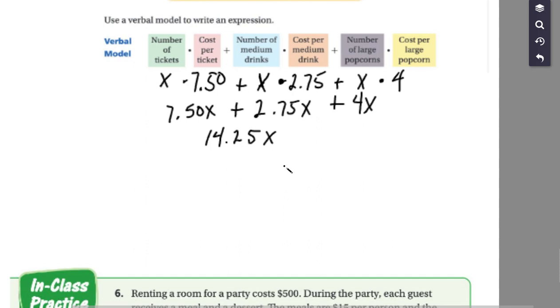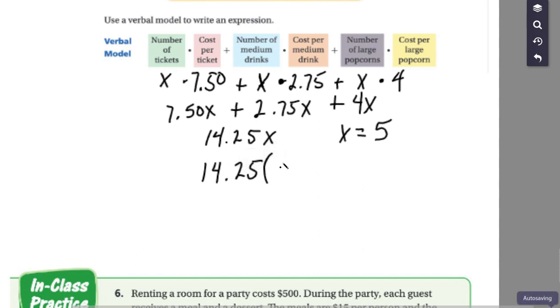Okay, now we know in this case that the number of people is 5. So we're going to go $14. Okay, let me fix that. Oh my gosh. Okay, so $14.25 times 5 people. Okay, so that's going to be a total cost of $71.25. That's how much it's going to cost for all those people.